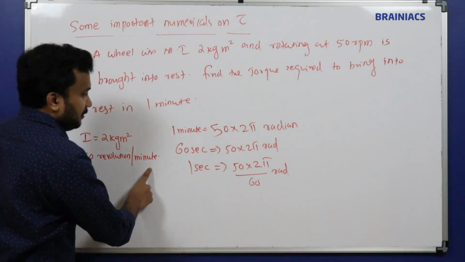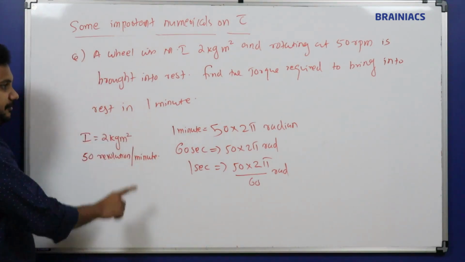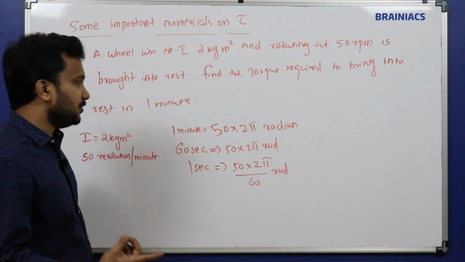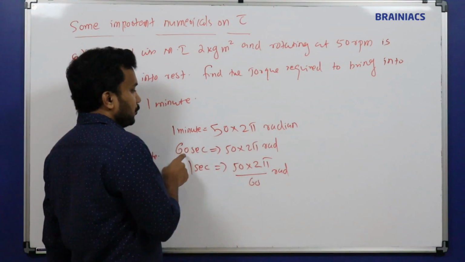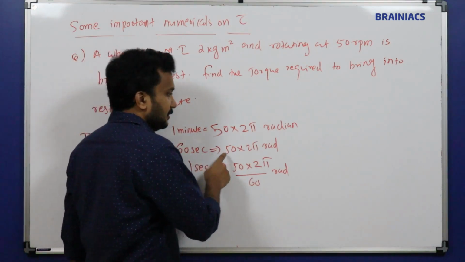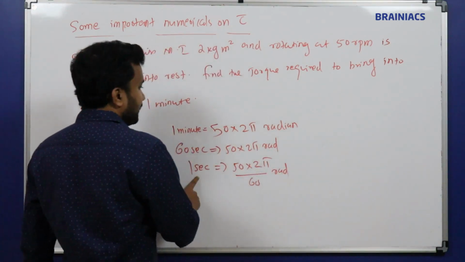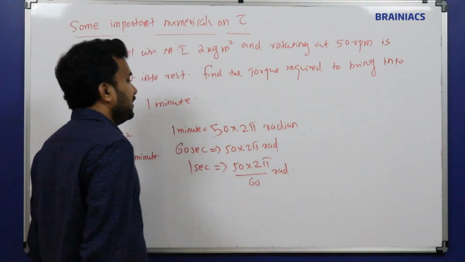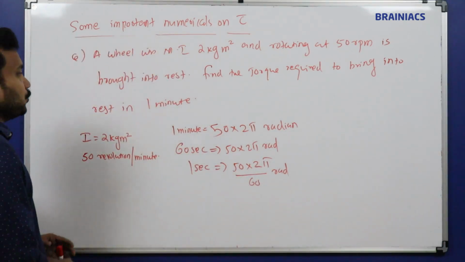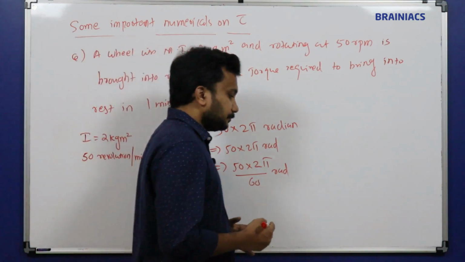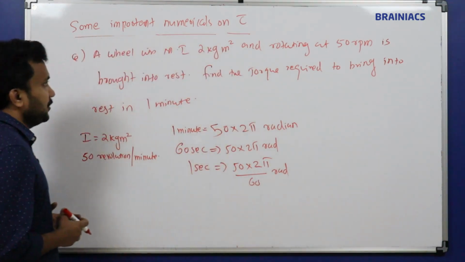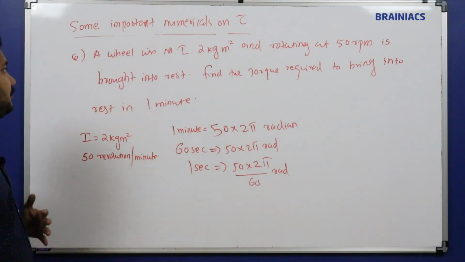50 revolutions per minute means in 1 minute 50 revolutions. 1 revolution is 2 pi radians. 1 minute is 60 seconds, so in 1 second it is 50 into 2 pi divided by 60 radians. So we want to find the torque required to bring it to rest in 1 minute.